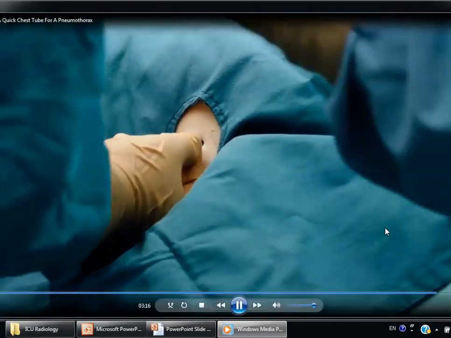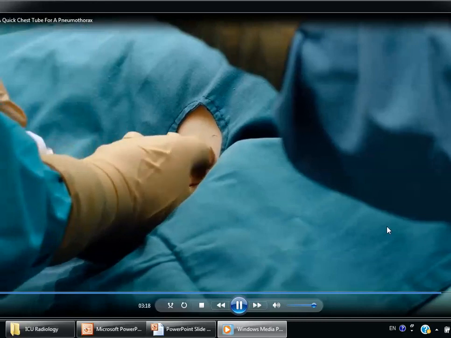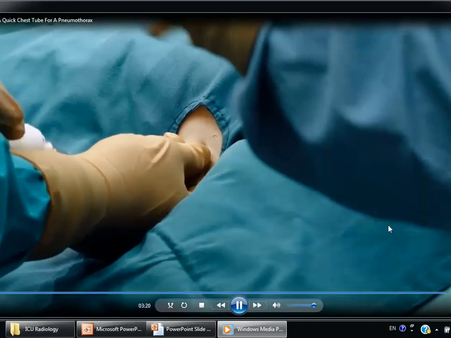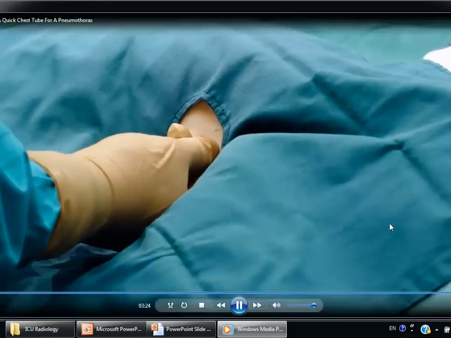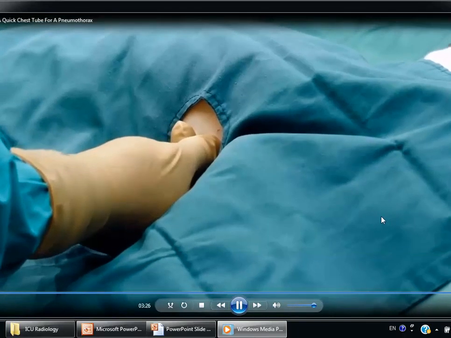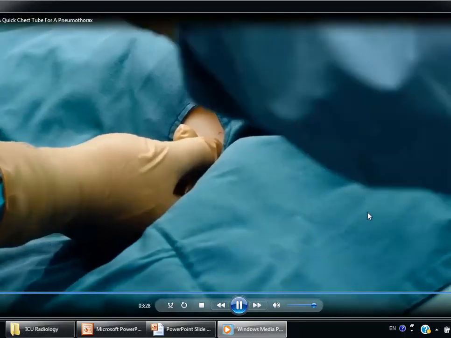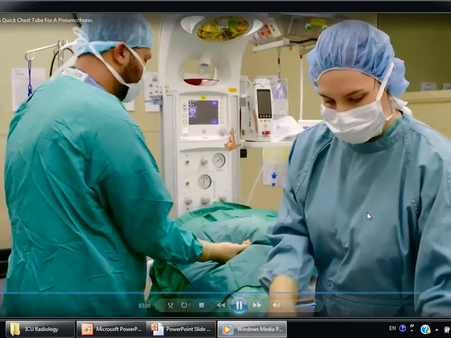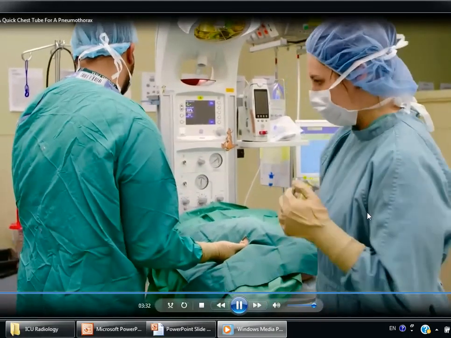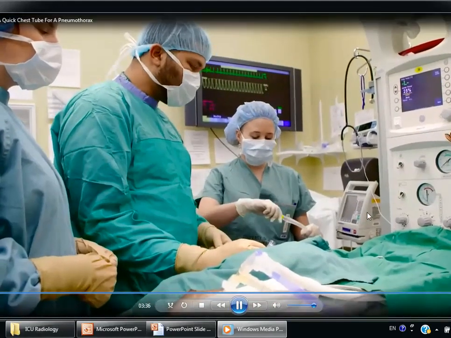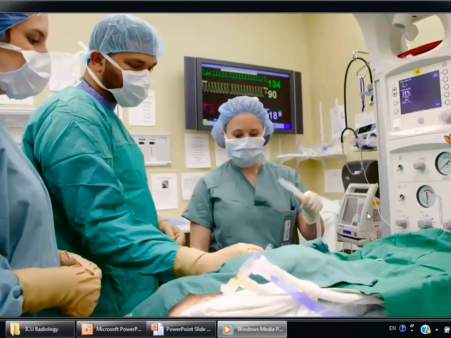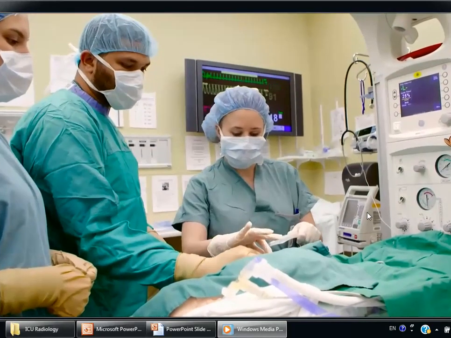Okay, perfect. While stabilizing the chest tube with one hand, remove the wire with the other. Then I'm removing this one. And we need to connect now to the connection system. The chest tube should now be attached to either a chest drainage collection system or Heimlich valve.